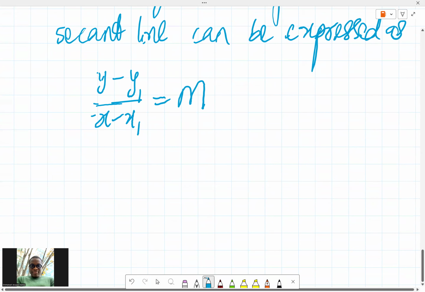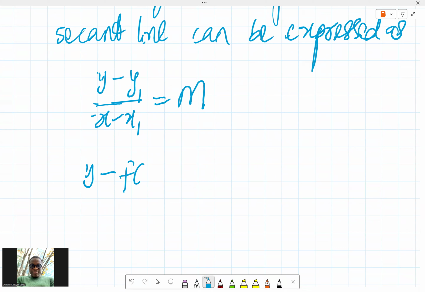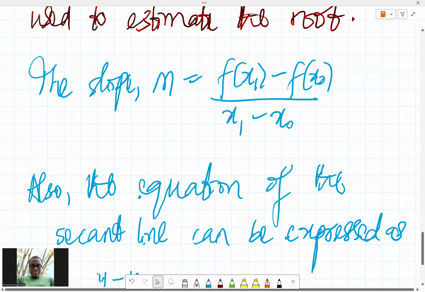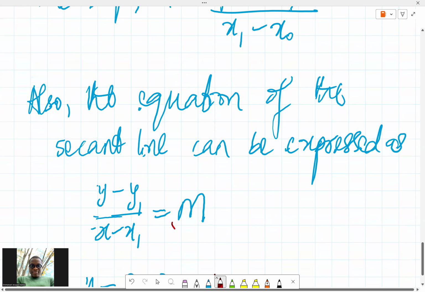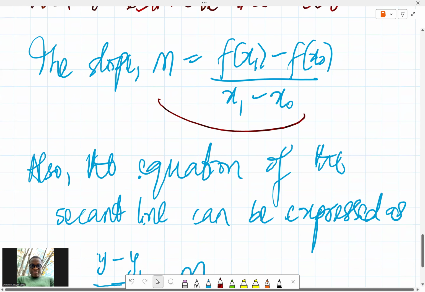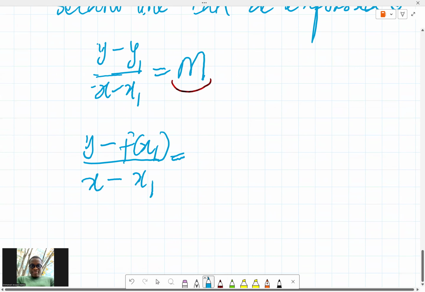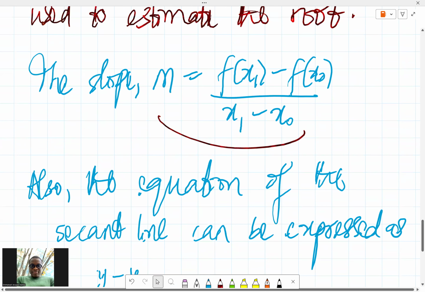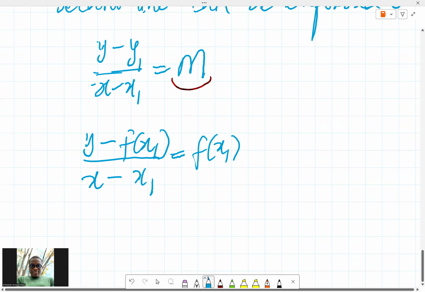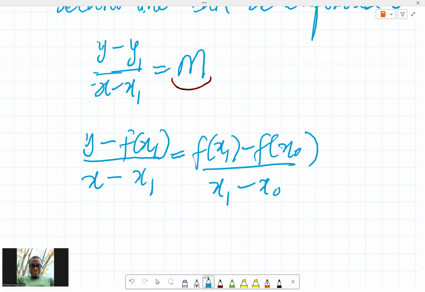So in that case, we can put all of this together so that we now have y minus y1, which is f of x1, all over x minus x1. And the slope, we already have m as the slope. So this is m, the m defined, and that is equal to f of x1 minus f of x naught, all over x1 minus x naught. So we have this going that way.